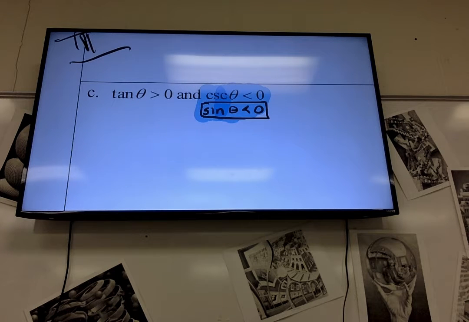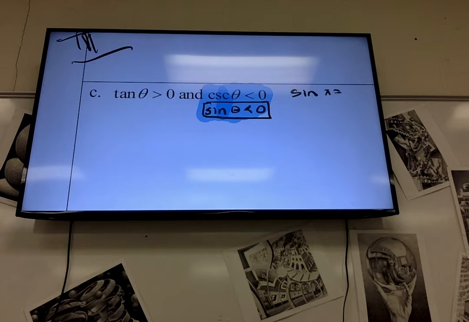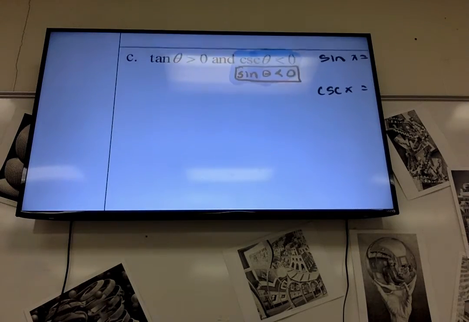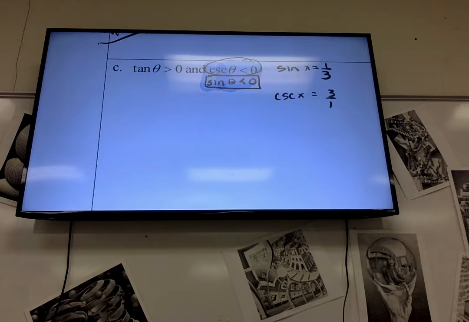The 63 and 64 stuff, when we listed all those reciprocals, like you had sine of x equals 1/3. So to find cosecant, you flipped it. Notice the signs didn't change. So if cosecant is negative, then its reciprocal would also have to be negative. So if you have cosecant, it's going to be the same sign as sine. If you have secant, it's going to be the same as cosine. Yeah, I know that part.